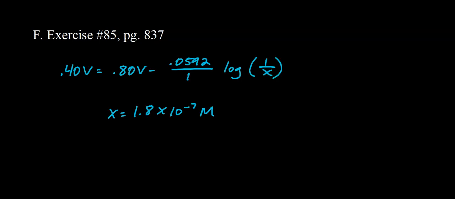All right, so here's our setup. The standard reduction potential for silver is 0.80 volts. We're given the non-standard potential of 0.40 volts. And so we set it up like this. Notice my Q expression is 1 over X for looking at this half reaction here, reduction of silver ions to silver metal. This is constant concentration, that's a solid, so we're going to do 1 over X to try to find the concentration of the silver ions, which happens to be 1.8 times 10 to the negative 7th molar.